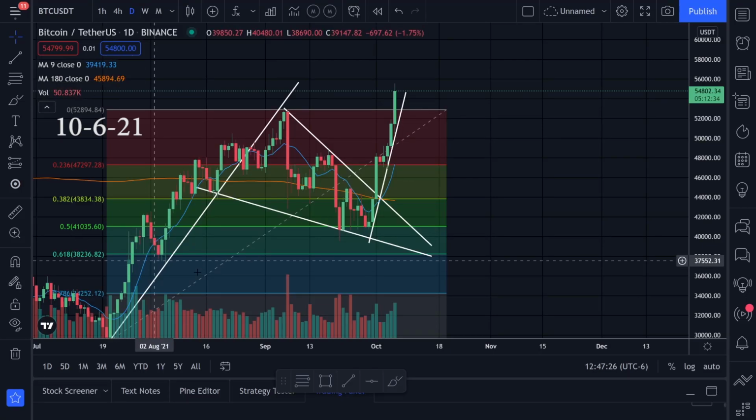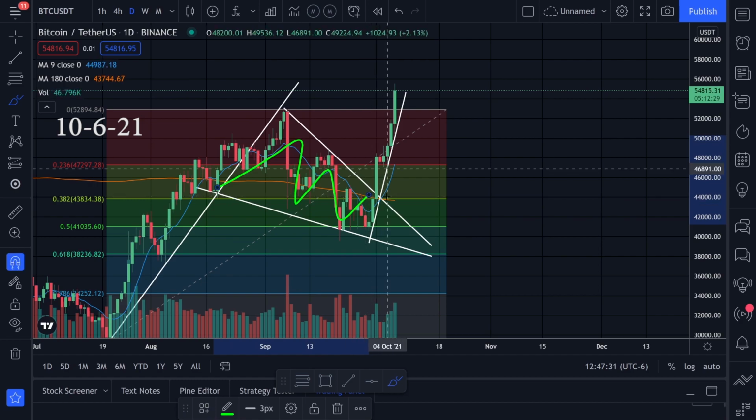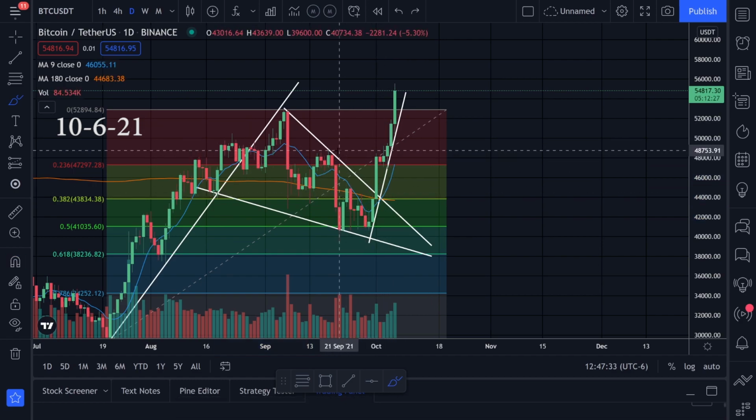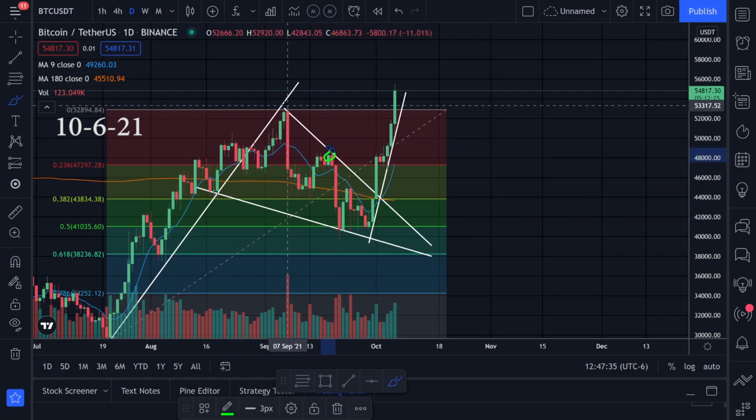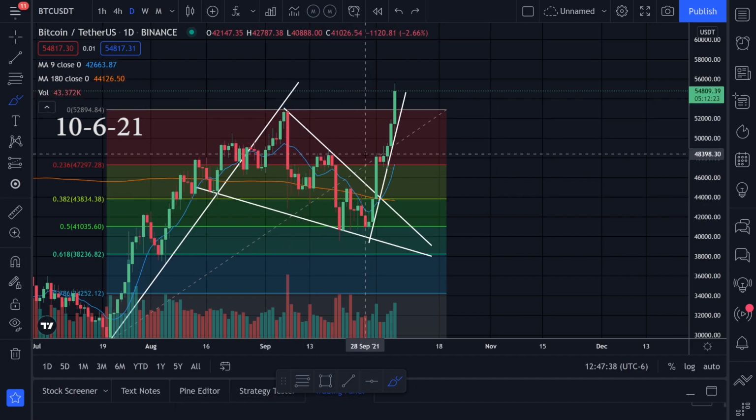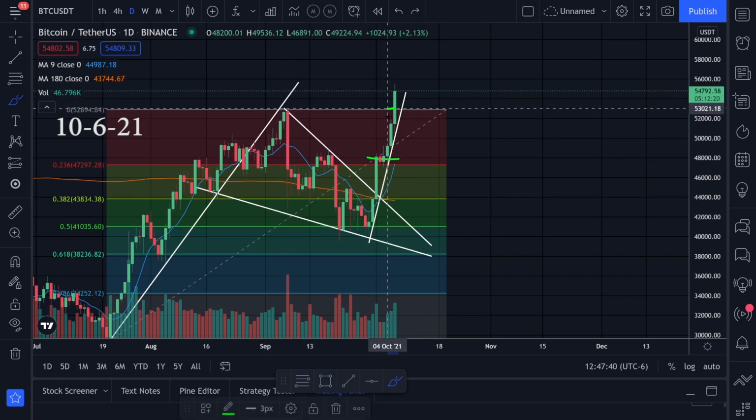Let's take a look at the chart action for Bitcoin. Alright, so in my last video, we were looking at this falling wedge, something like this. We broke to the upside right here. We were targeting this previous resistance right here and this previous resistance right here. We came up, hit both of those targets pretty much and broke through the second one.